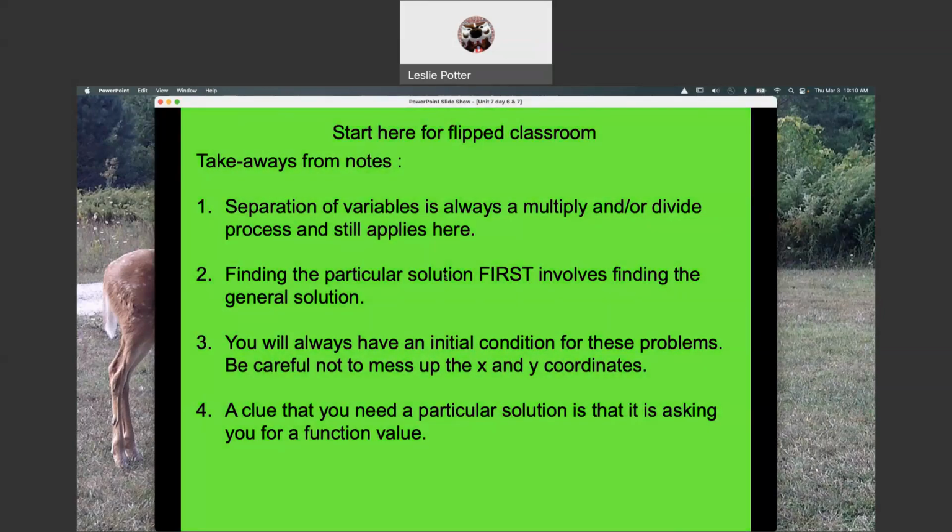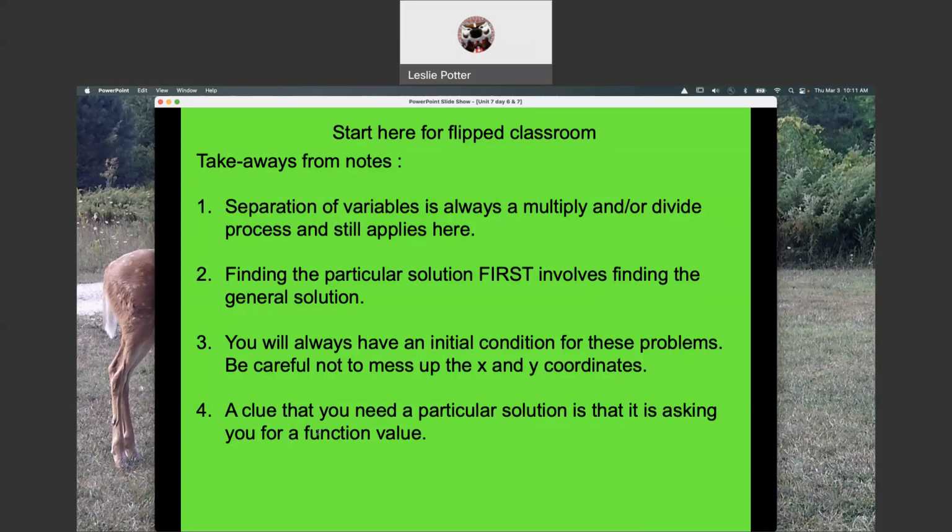So we find that particular solution. To find that particular solution, we've got to first get the general, then we can get that initial condition. And just be careful to know your x's and your y's for the coordinate of the initial condition. And then, to give an insight into maybe a tricky question, sometimes they'll say, hey, you have this differential equation dy dx equals something, and I want to know what f of 3 is. That is an indication they're asking you to find a function value when x is equal to 3.